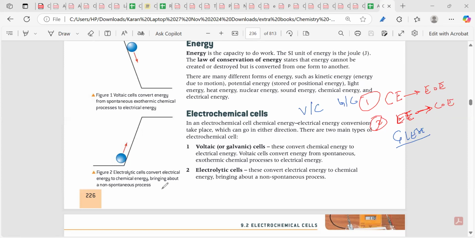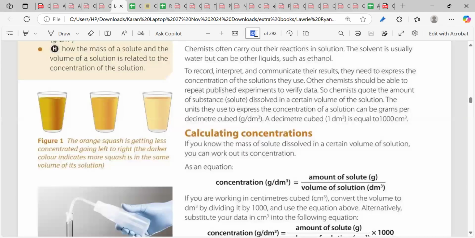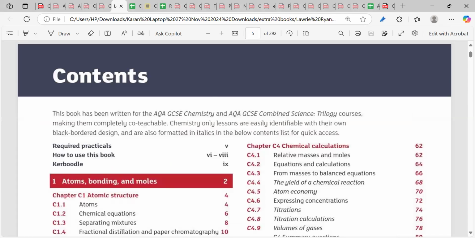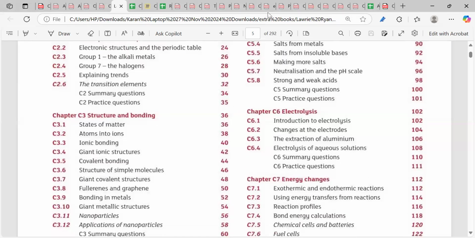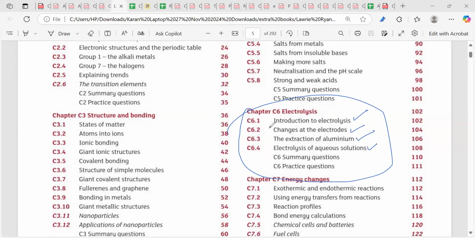See, if you see the GCSE book, it's right over here. You had this introduction to electrolysis, changes at electrodes. This is GCSE stuff. We did the extraction of aluminum, and electrolysis of aqueous solutions. This was electrolysis.